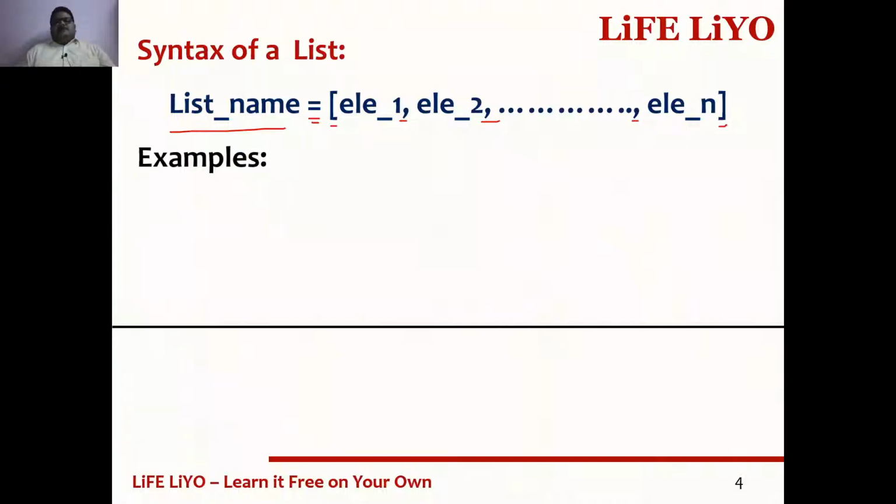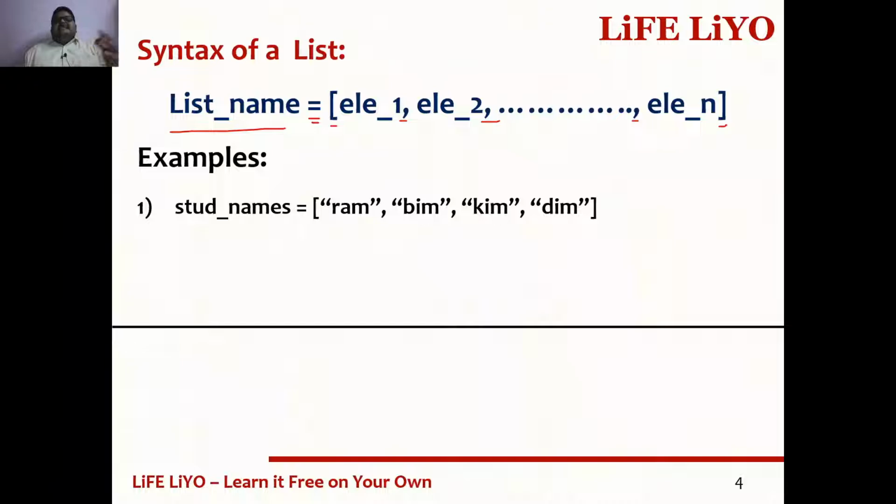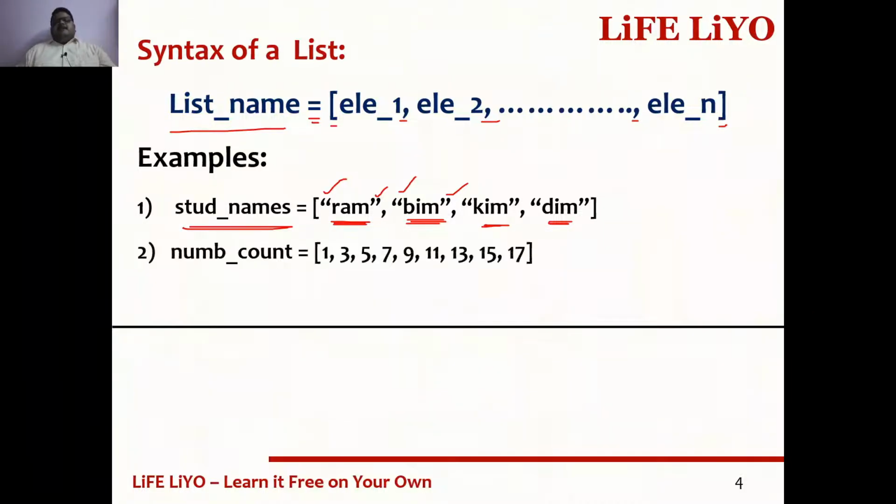Now let us look into the examples. First, this is a list with all the elements as strings, because if you have any string, you have to keep it inside the double quotes. Here this element is also a string, this element is also a string, this element is also a string. So here student names is the list name which consists of all the elements as strings. This is one way.